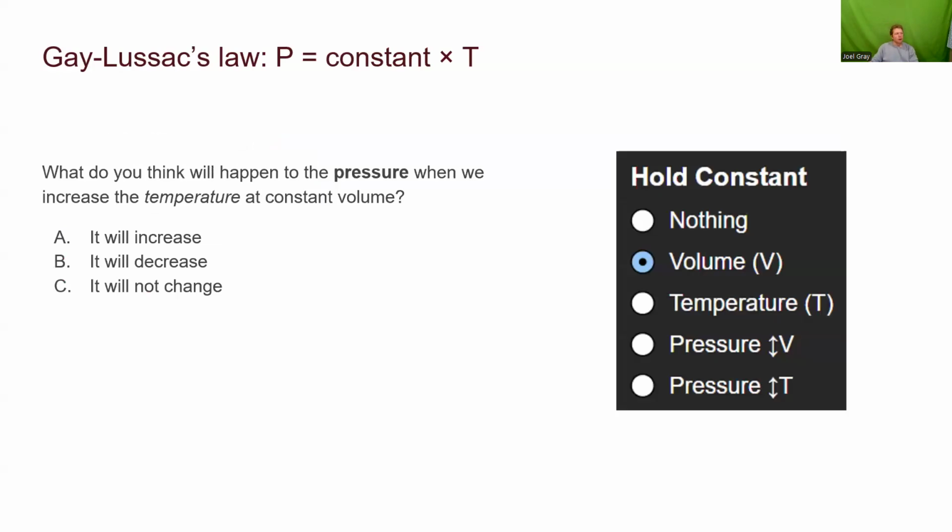Now, our relationship between pressure and temperature is depicted like this. Pressure is equal to constant times temperature, which is very similar to what we saw when we looked at volume and temperature. Now, what do you think will happen to the pressure when we increase the temperature, but we keep a constant volume? So is it going to increase, decrease, or not change?